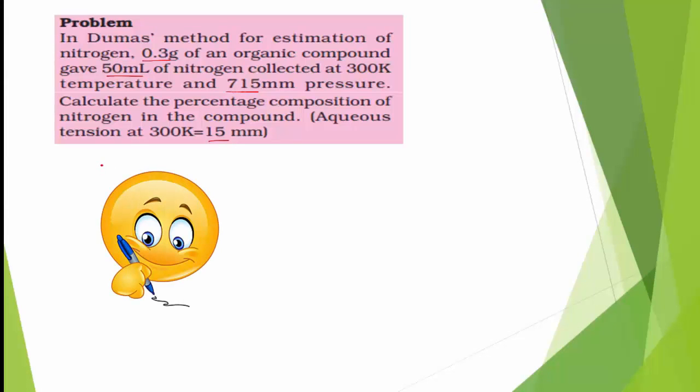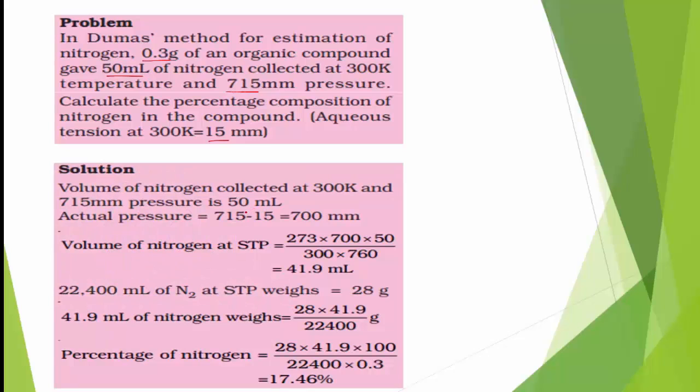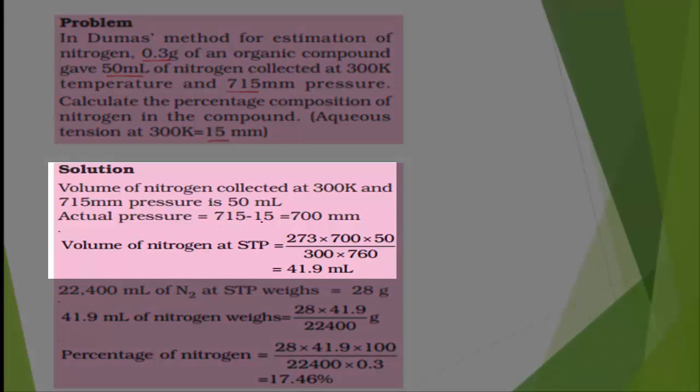Okay, let's see the solution. As I have earlier told, the actual pressure will be 715 minus 15, that is only 700. Other facts were given: the temperature is 300 Kelvin, and at that temperature and this pressure, the volume was 50 ml.